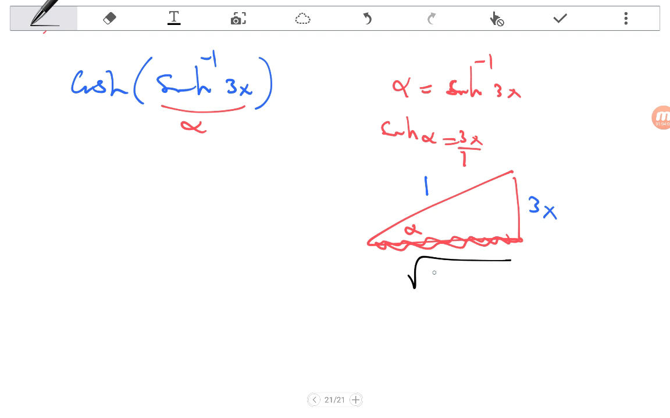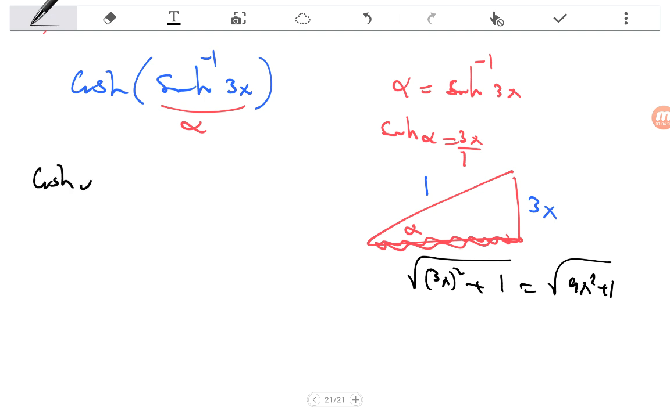3x all squared plus 1 squared. Yes, exactly, because I treat the adjacent as if it was the largest side of the triangle. Correct? That would be root of 9x squared plus 1. Exactly. So I have the complete fake triangle for this expression.